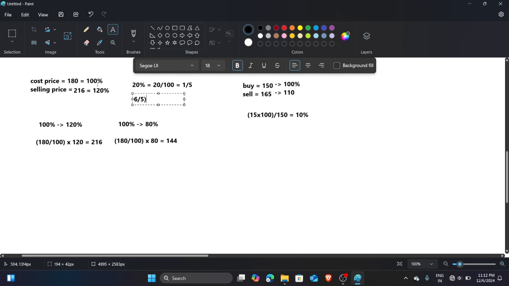Now when you get this number, you have to do just a simple thing. You have to multiply it by the cost price, 180, and you get the answer, which is 216. So from here you can see that this 120 over 100 is nothing but this 6 over 5.